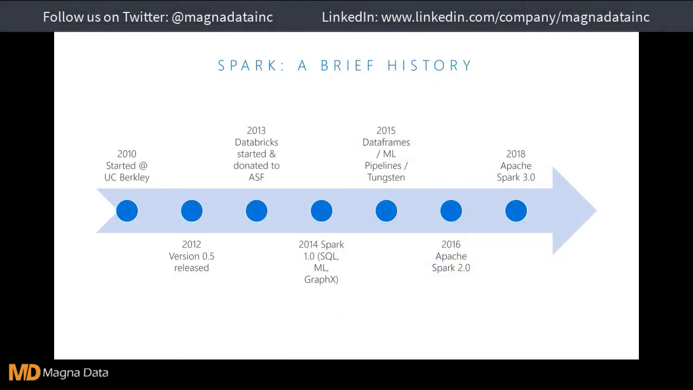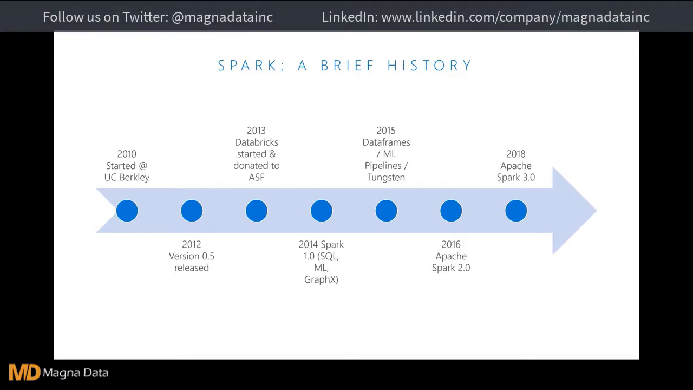Moving on to Spark. So here's the timeline for Spark. Started in 2010 at UC Berkeley. Version 0.5 was released in 2012. Databricks, by the way, was launched in 2013, and they started to donate to the Apache Spark Foundation in 2013 as soon as they launched.